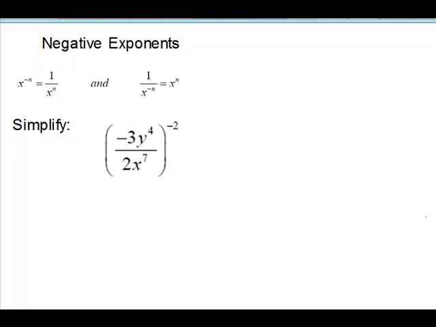Let's have a look at this problem, which has a fraction to a power. The first thing you should do is look inside and make sure that there's nothing in there that you can simplify. And there's not. So we're going to treat this problem as a fraction to a power. And the rule is take that outside exponent to the numerator and to the denominator. So we'll make two smaller problems.